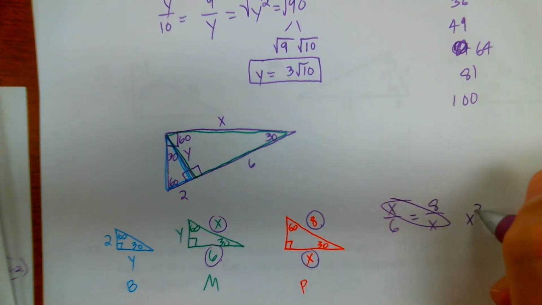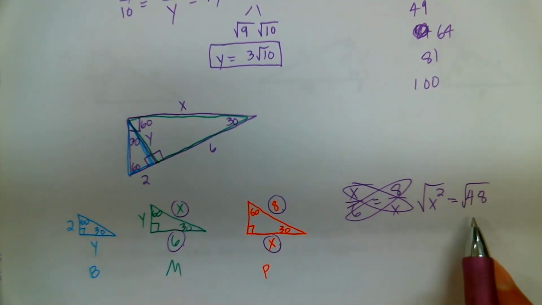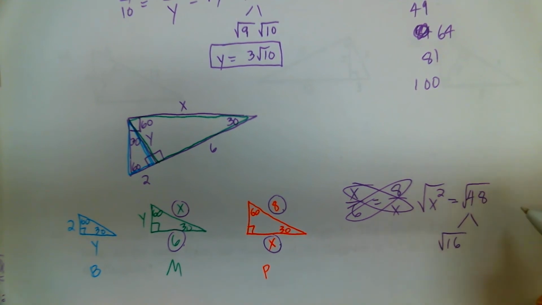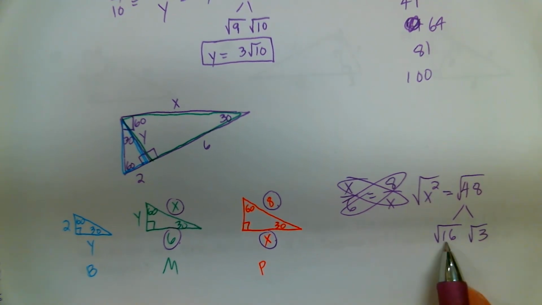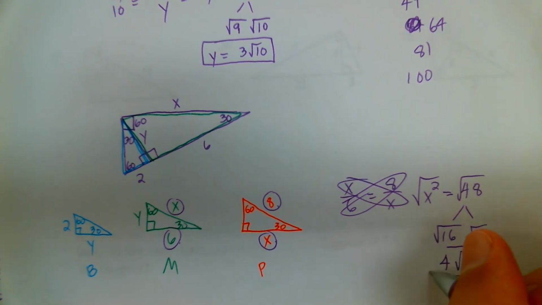Cross multiply, you get x squared equals 48. Take the square root. Is there a perfect square that goes into that? Yes, there is. 4 definitely does, but 16 does as well. So I'm going to break that down into perfect land. 16 is a perfect square. 16 times 3 is 48, so 3 is the garbage. I can't do anything with the square root of 3. Square root of 16 is 4, so that's just 4 root 3.